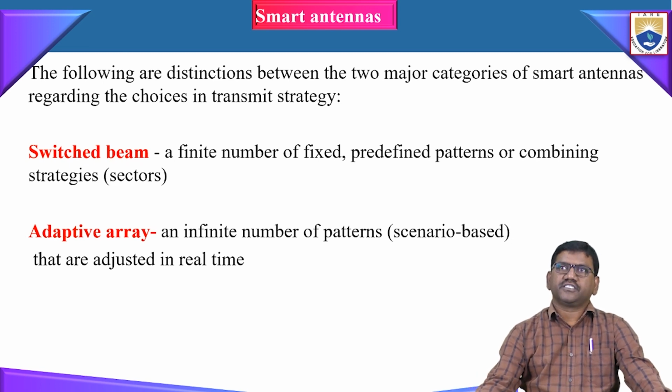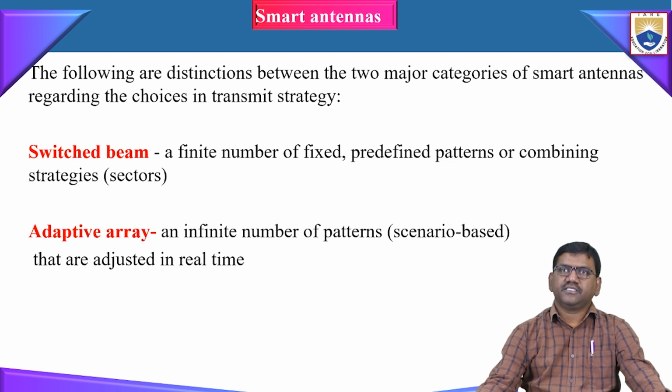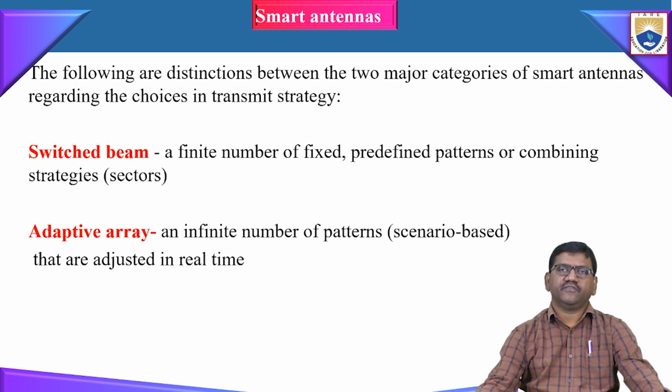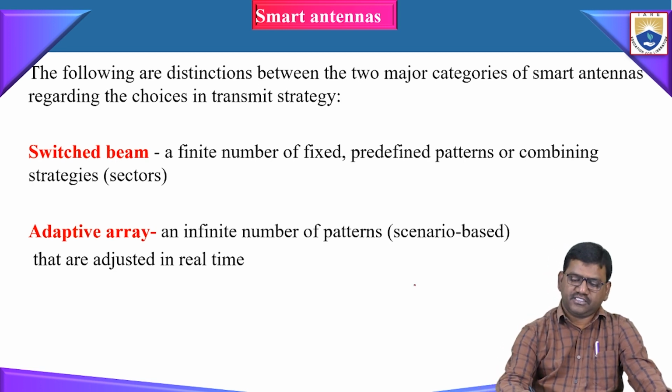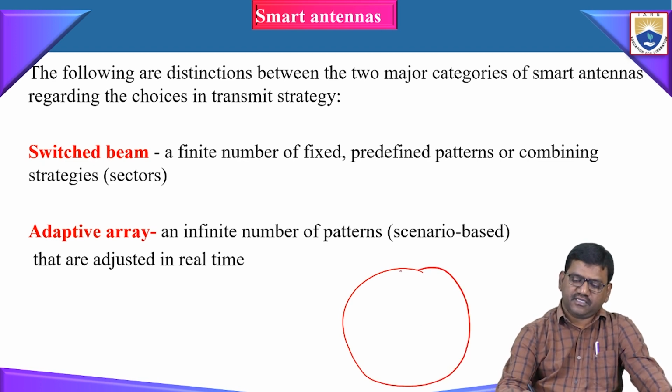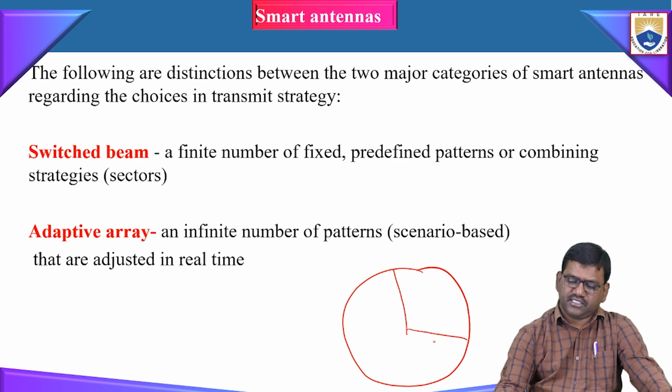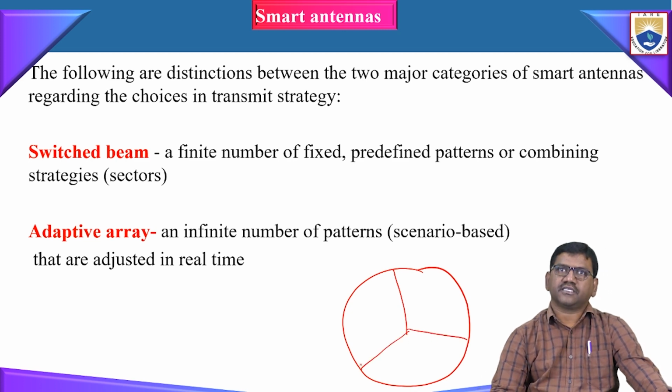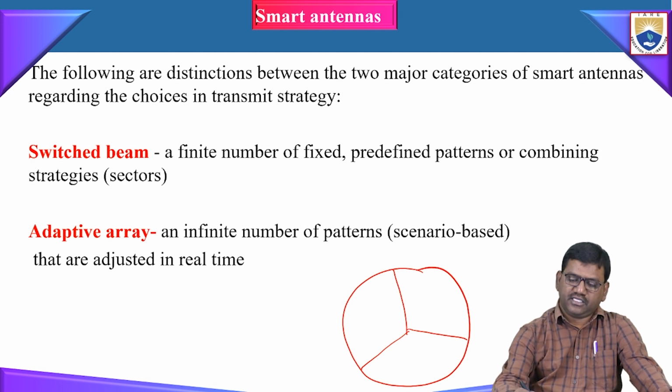A finite number of fixed or predefined patterns or combined strategies. So adaptive array means an infinite number of patterns that are adjusted in real time. So in switched beam, there are already some predefined patterns. Suppose there is a sector here. Let us assume this sector is divided into three. Suppose this is one sector, and this is another sector, and this is another sector. So there are three sectors. Let us assume each sector is 120 degrees.